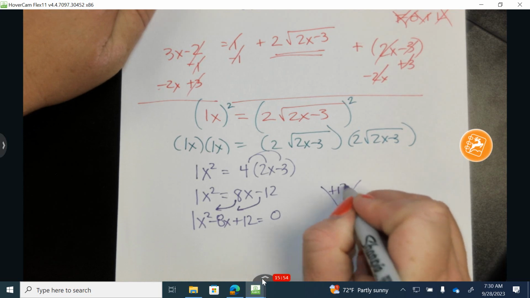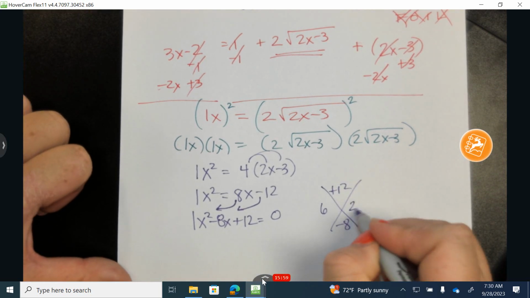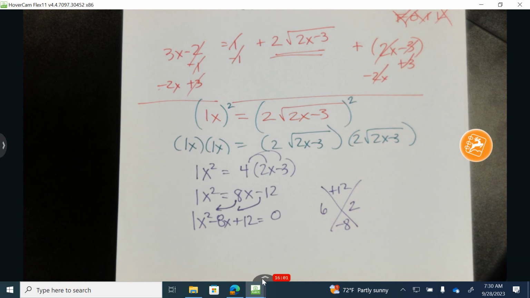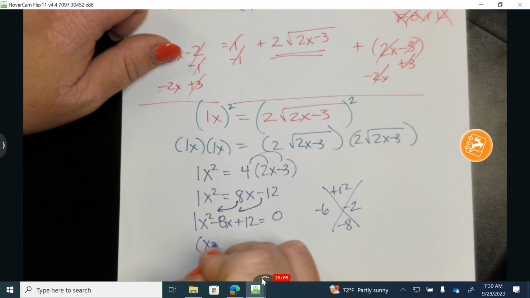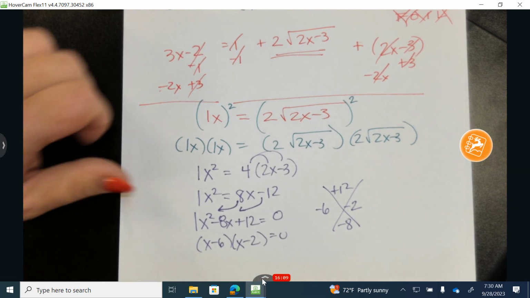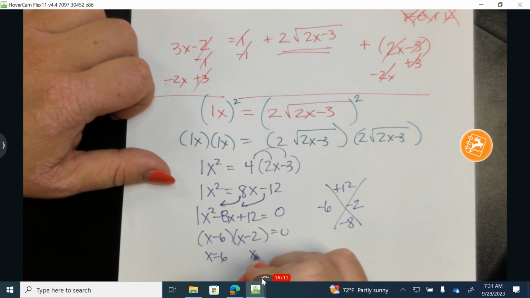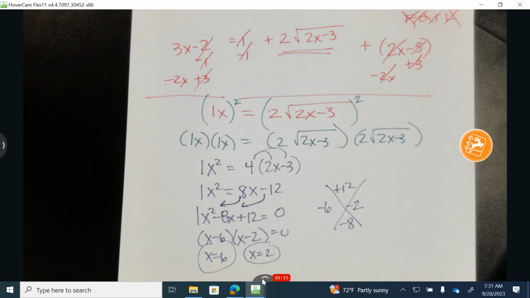1 times 12 is 12. Do we know two numbers that are the same sign? 6 and 2, are they positive 6 and positive 2 or negative 6, negative 2? Good, awesome. So let's write those down as factors. x minus 6 and x minus 2. Because the leading coefficient is 1, simple enough. Set each of these equal to 0, and I get x equals 2 and x equals 3. Oh, sorry, x equals 2 and x equals 6.